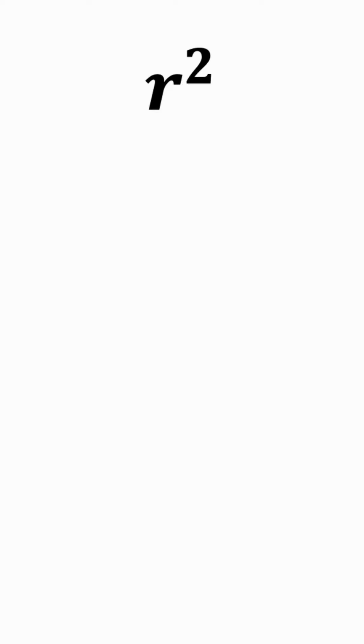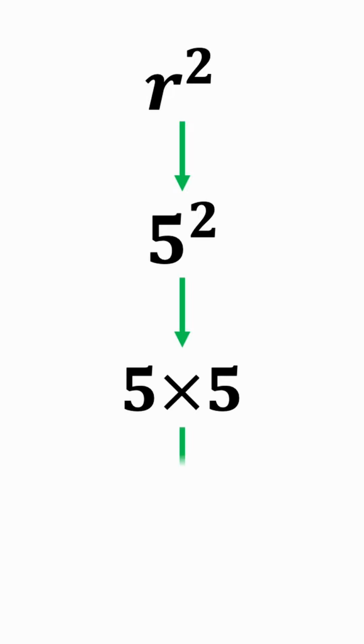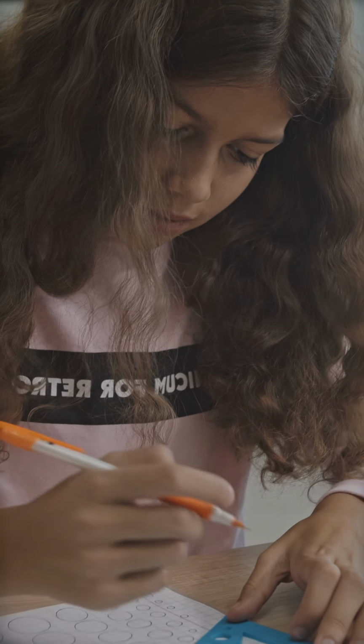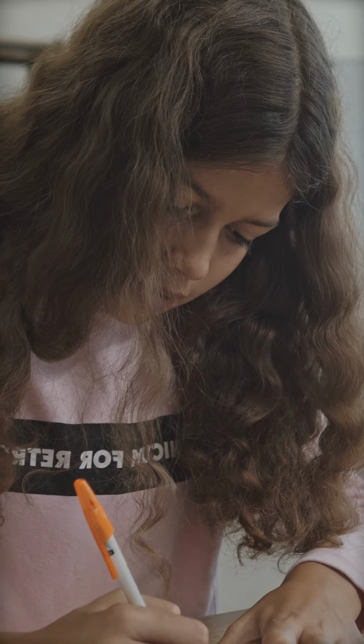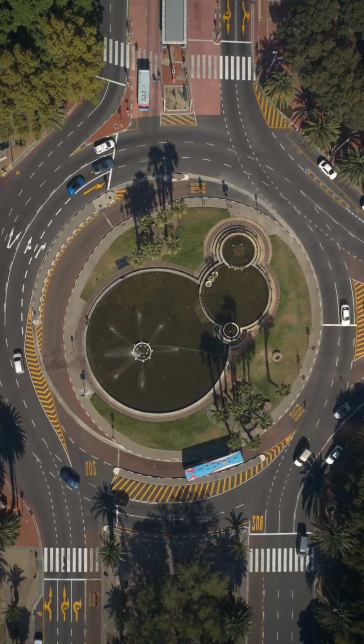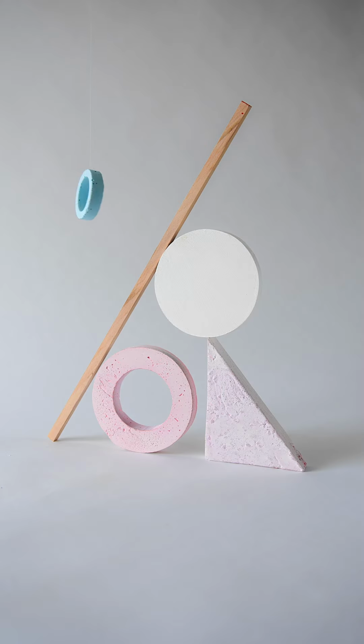Quick tip. Always remember to square the radius before multiplying it by pi. It's a common mistake to forget that step, but not anymore. Now, armed with this knowledge, you can find the area of any circle. Whether you're working on a math problem or just curious about the world around you, the circle area formula is your key to unlocking the mysteries of circles.